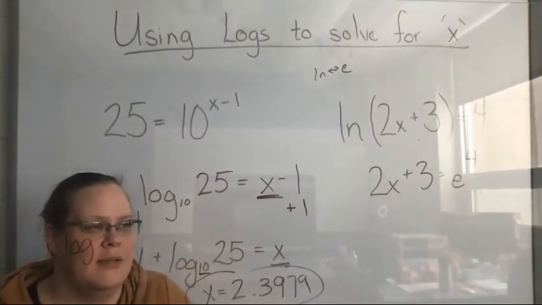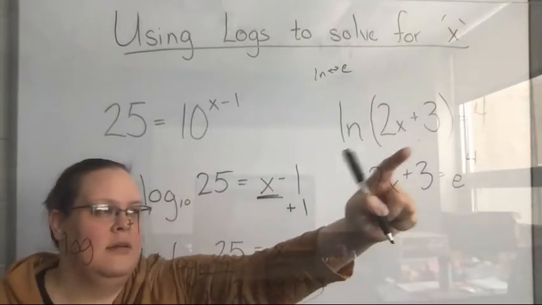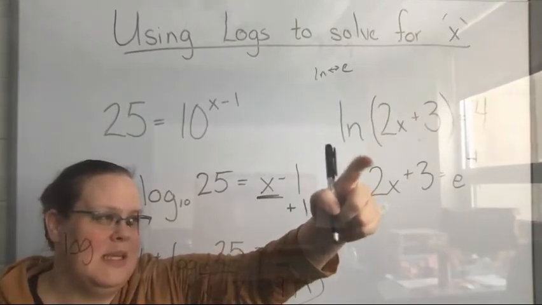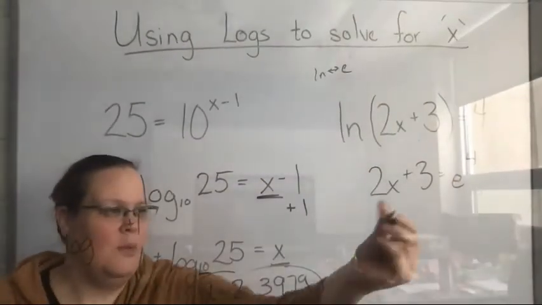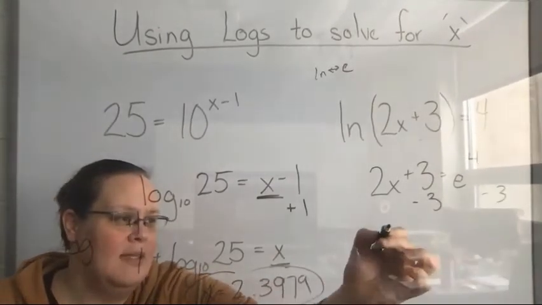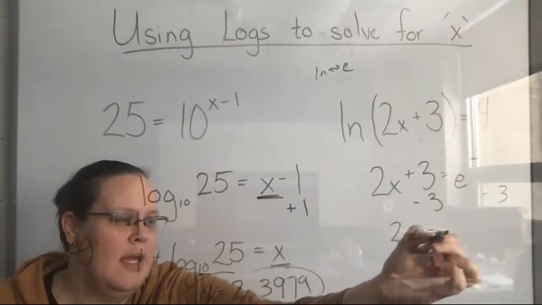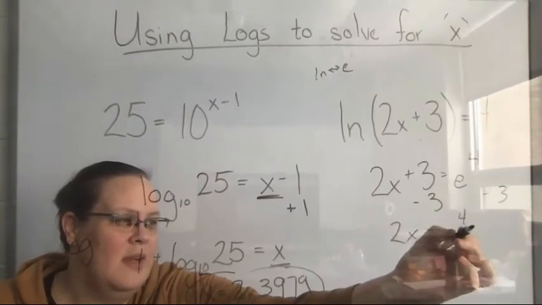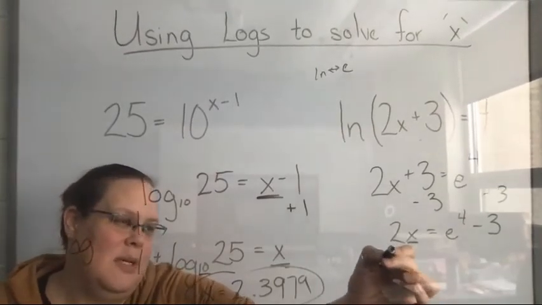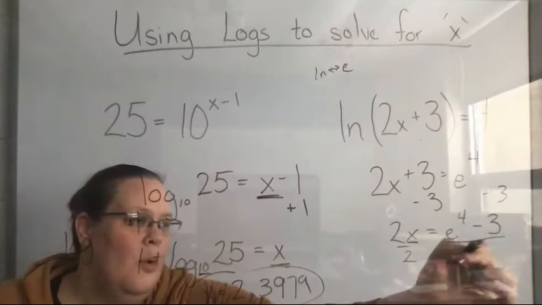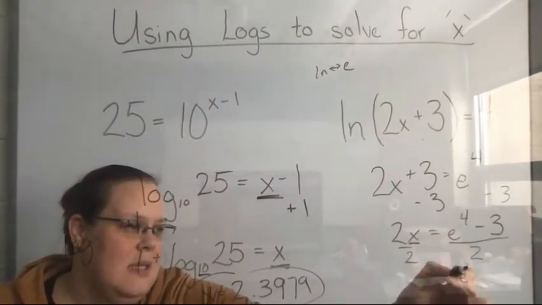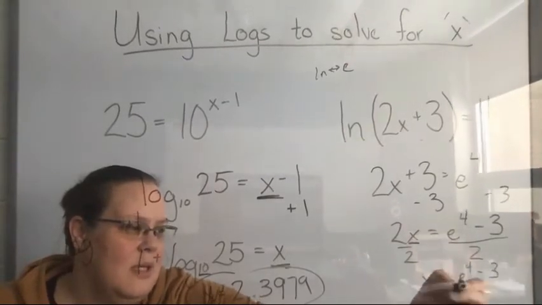Okay, so 2x plus 3 is equal to base e, right? There's a base e down here to the 4th power. And we want to get this x by itself. So we're going to subtract 3 from both sides. And the other methods of kind of undoing that we're familiar with, we still want to get that x by itself, so we can see that we need to divide both sides by 2. And we're going to get x is equal to e to the 4th minus 3 divided by 2.